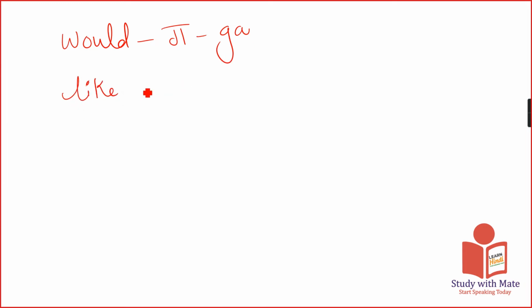So first, the word we have is "would". This means "ga" in Hindi, or "ga". Next we have the word "like". It is a word that means chahana or pasand karna.